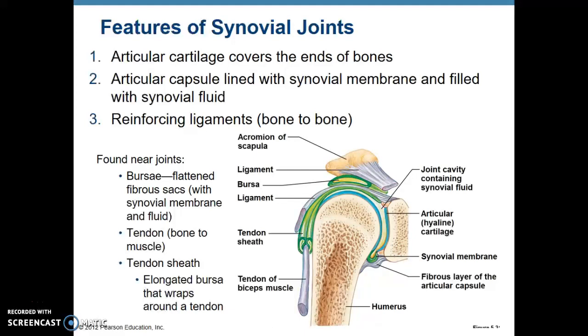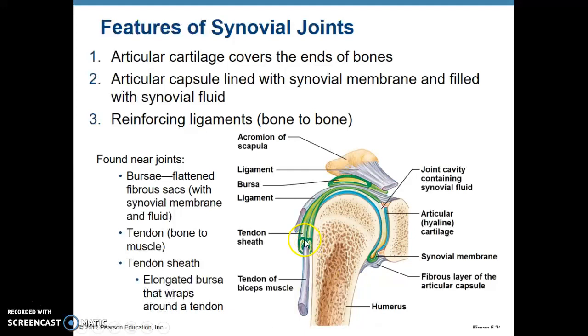There will also be tendons. So tendons connect bone to muscle. Here you can see a tendon sheath and the tendon coming out. On this diagram it will connect to the bicep. And that's going to keep the muscle attached to the bone and help with the movement of these bones.